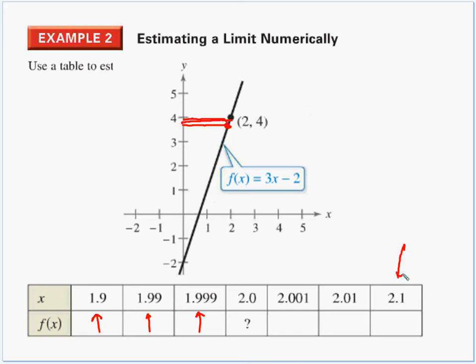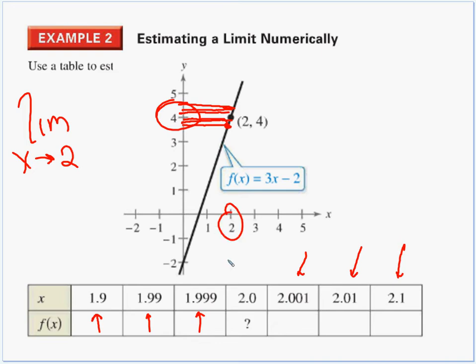When we went to the other side, from the numbers above 2, we were again getting closer and closer as we got closer to that point, closer and closer to 4 on the y-axis. So here, our limit as we approached 2 on the x-axis was equal to 4. That was our number on the y-axis.